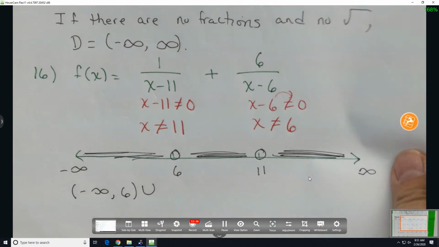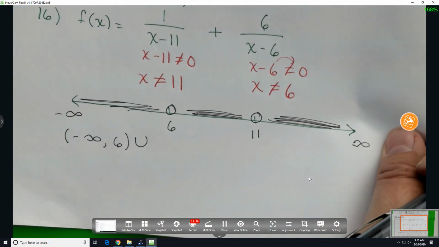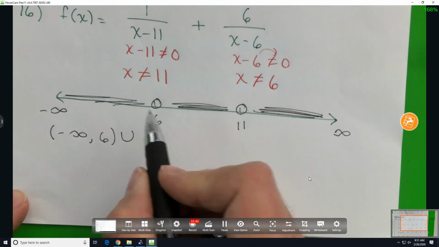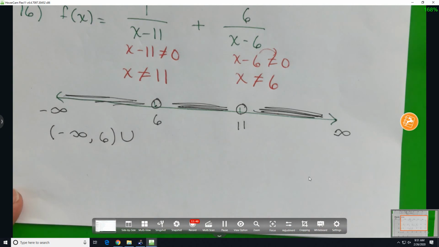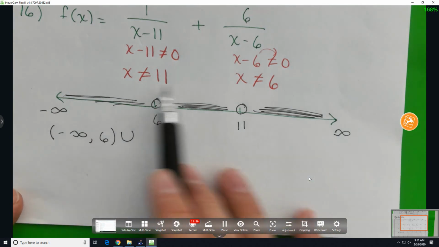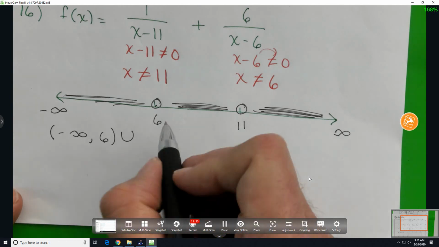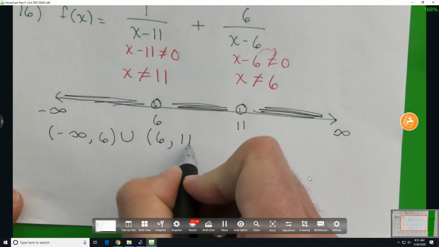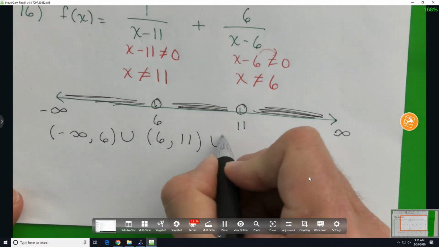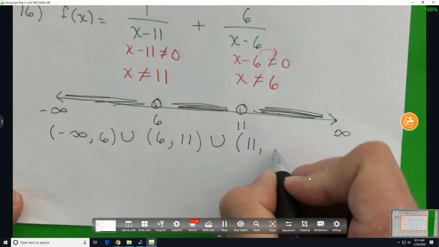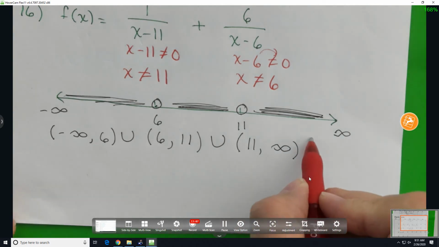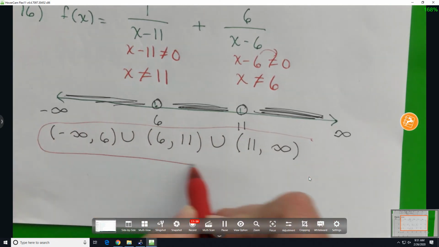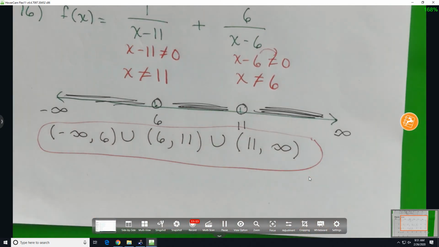You use parentheses because you mean not including, and open circles and parentheses mean not including. If you put a bracket, then you're including the 6 and 11. Well, heck, you're specifically trying to exclude the 11 and 6, so it should be a parenthesis. And then parentheses 6, comma, 11, parentheses, another union, parentheses, 11, comma, infinity. All of this stuff here is just a fancy way of saying every number except 6 and 11.